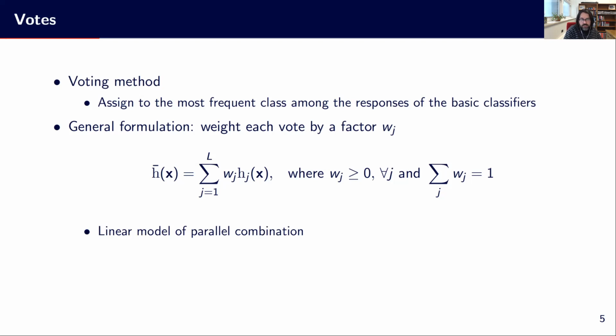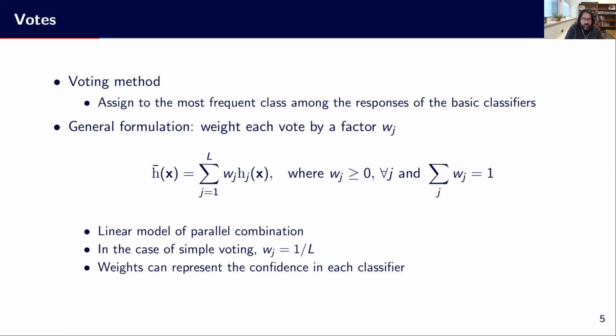So this is basically a linear model for parallel combination. And in the case of simple voting, the voting that we are used to, saying that everyone has equal weight, or I would say every vote counts for the same value, it's simply like using WJ equal to 1 over L. So we just assign the equal weight for every voter, every model used here.